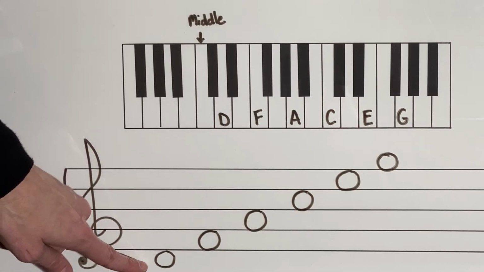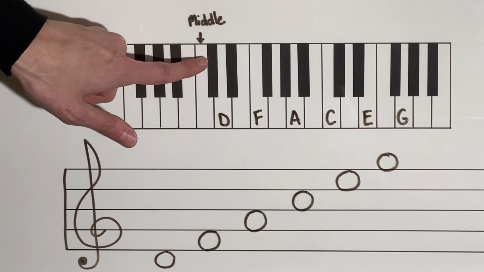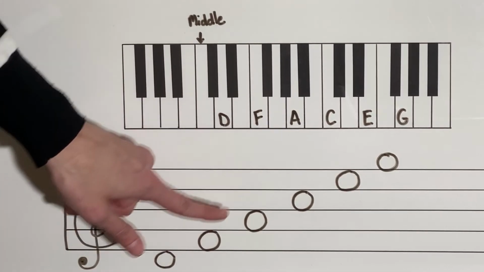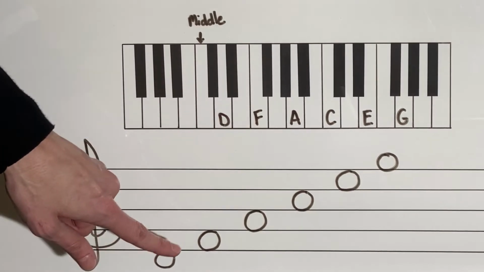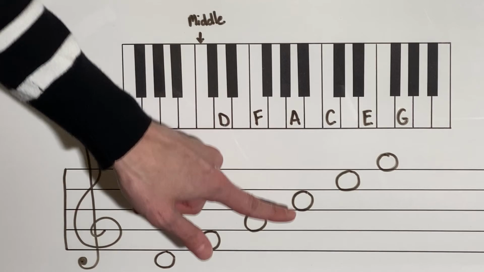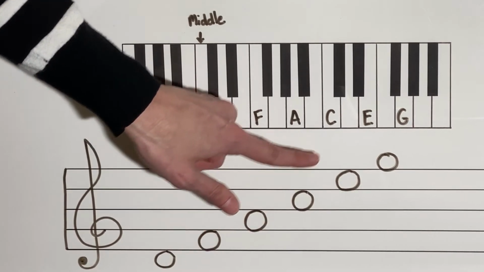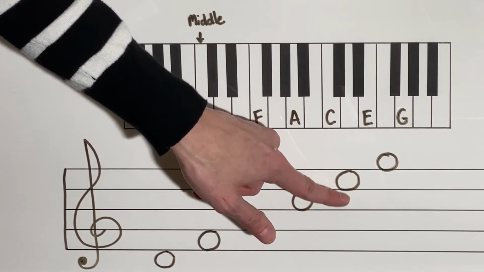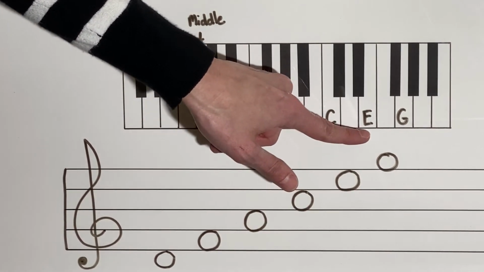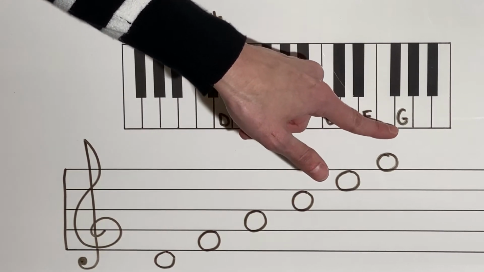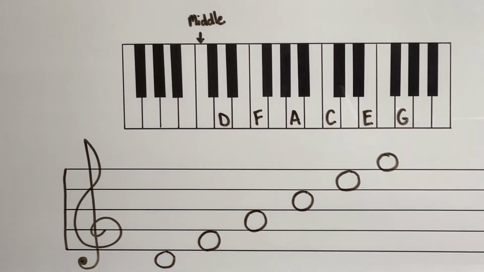This is D down here, and it's going to be this D that's right by middle C. This is F, the first space, and it's this F right here. The second space is A, and it's this A right here. The third space is C, this one here. The 4th space is E, and it's this one here. And then, like we talked about, this space right here that's above the treble clef is going to be this G right here.